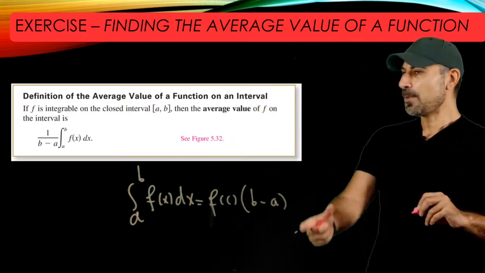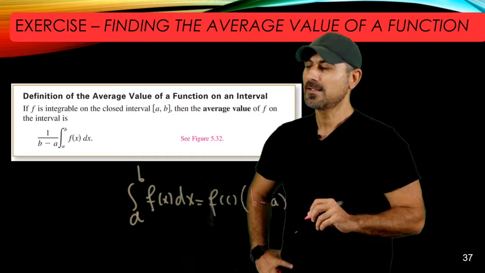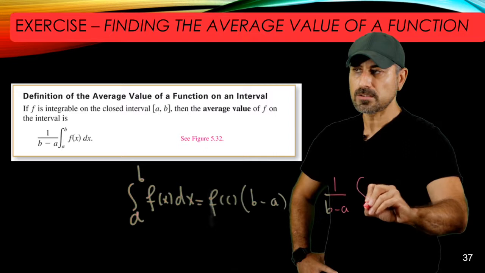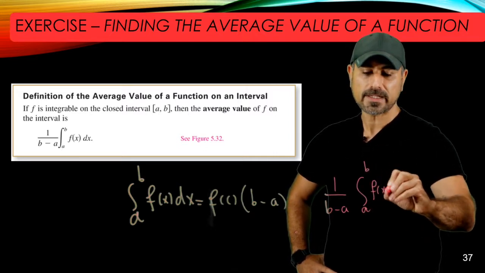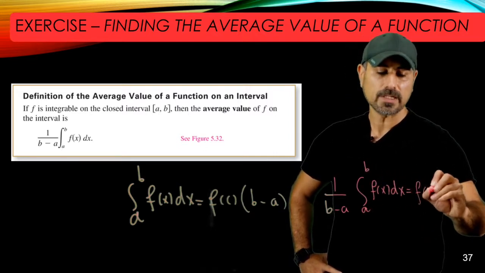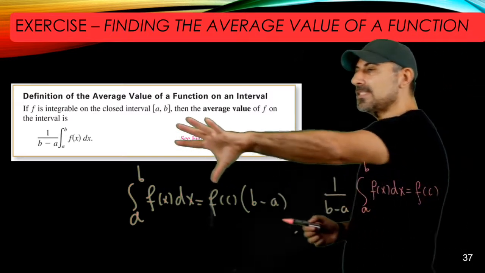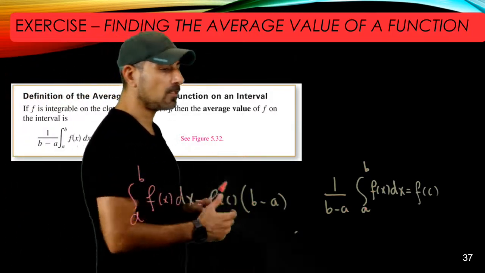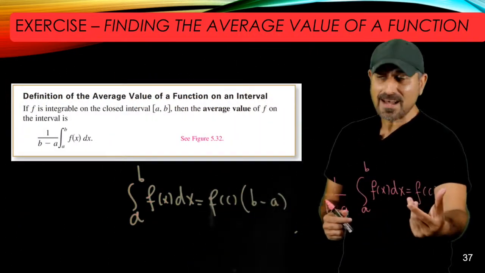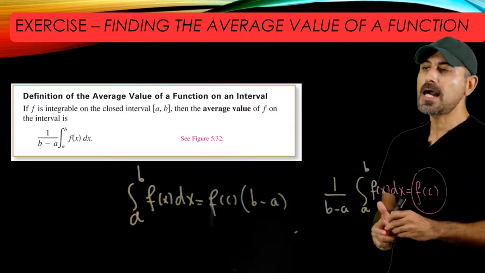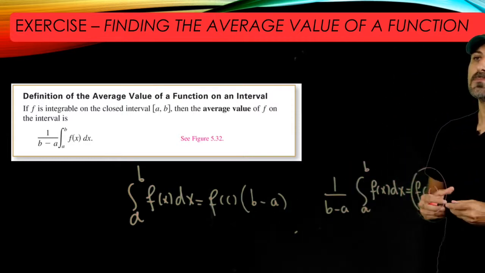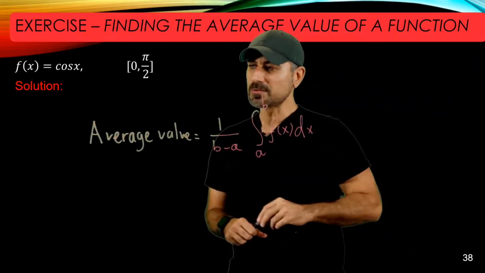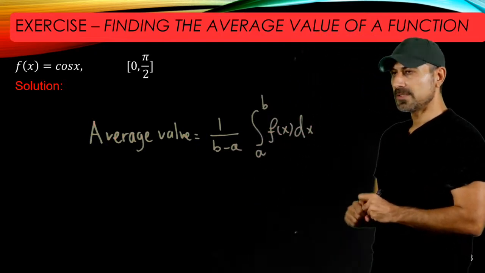So why don't we divide both sides of the equation by b minus a? So you have 1 over b minus a times the integral from a to b of f of x dx, and that's equal to f of c. As you see, this integral, which is referred to as the average value of a function on the interval a b, is in fact f of c coming out of the statement of the mean value theorem. Here the average value is defined to be 1 over b minus a, the integral of f over the same interval.